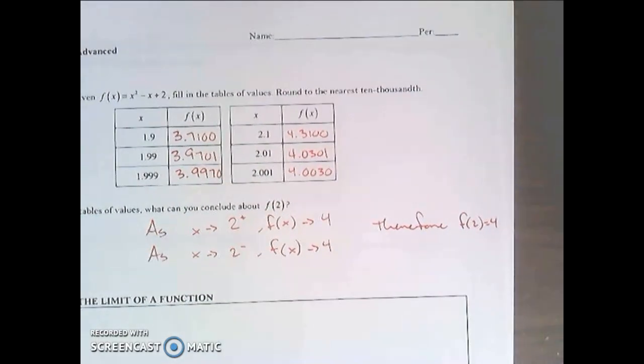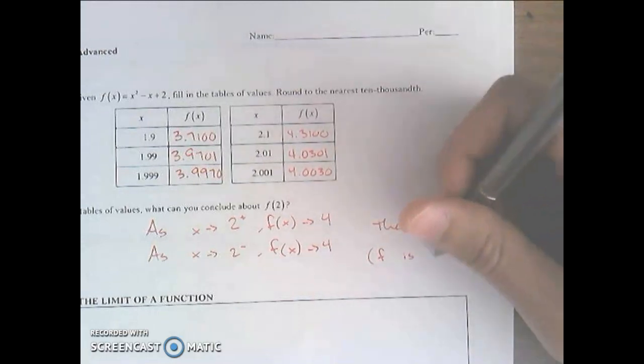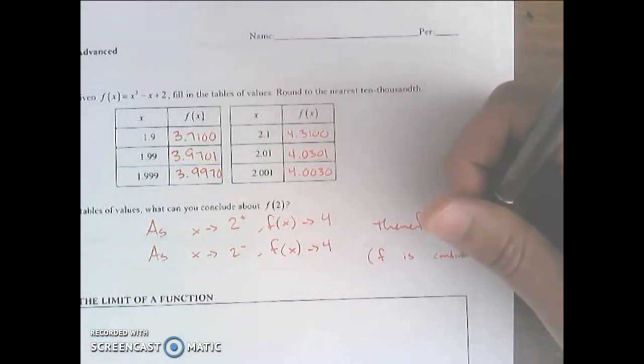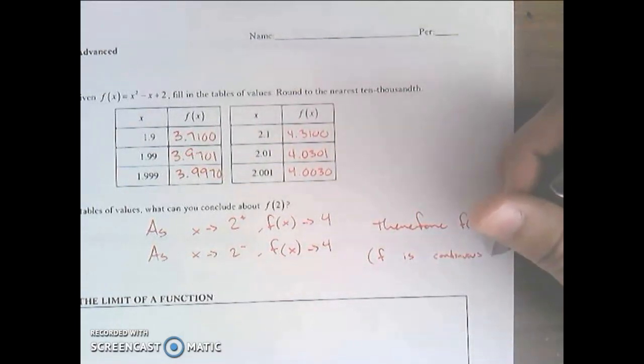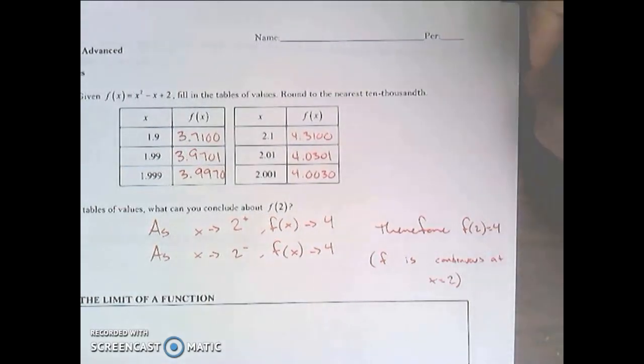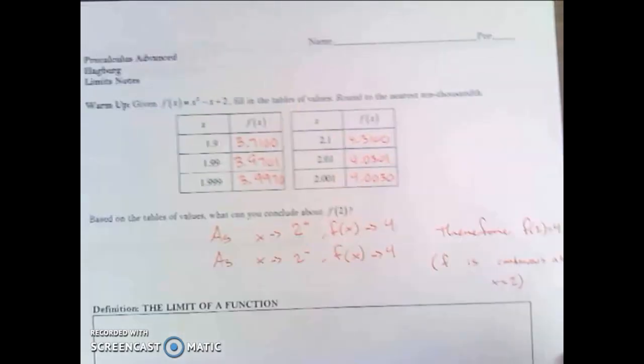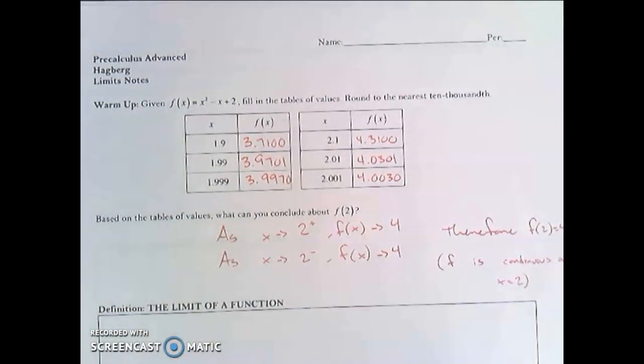And I'll put a little note there. That is only if f is continuous at x equals 2. And we'll talk about continuity a little bit later in these notes. But this is true if f is continuous at 2, which we know, since this is a quadratic, a polynomial, it is continuous across all real numbers.